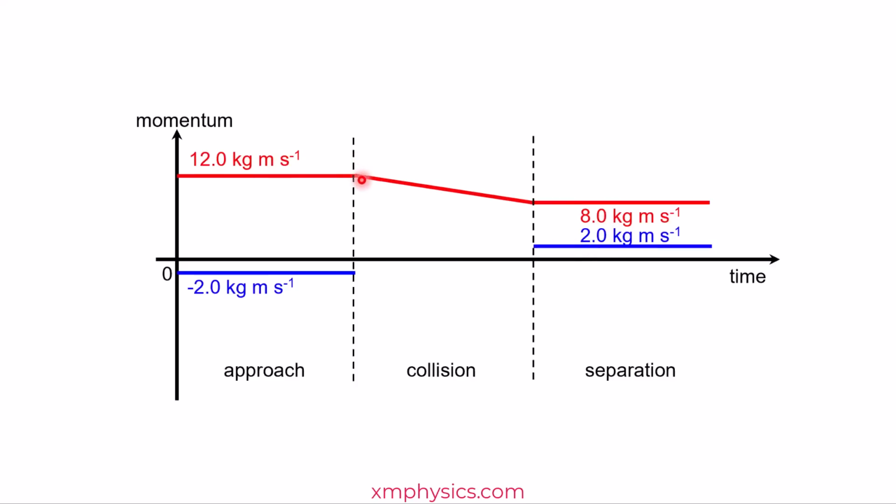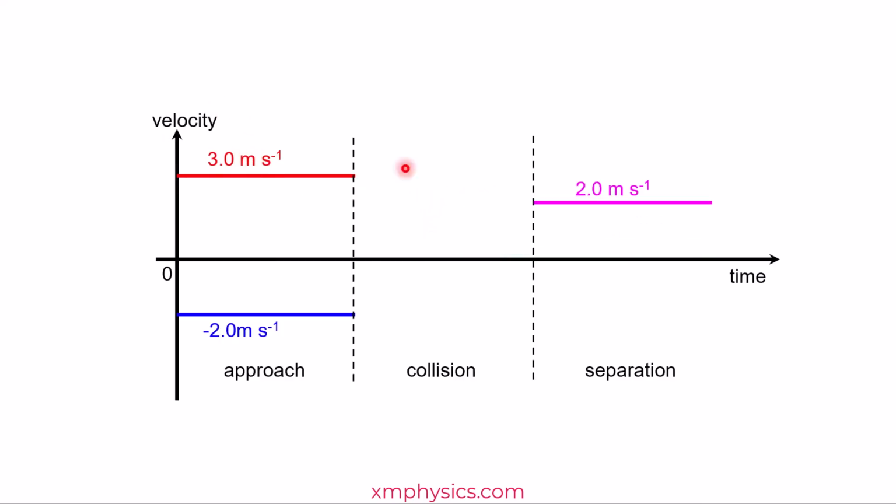In fact, if we assume that the momentum changes linearly for the red ball from here, from 12 to 8, then the blue ball will have this line, and these two lines are mirror images of each other. They have the same steepness because whatever momentum is lost by the red ball is gained by the blue ball. It has to be so that the total momentum remains as 10 kg m/s throughout, before the collision and even during the collision.